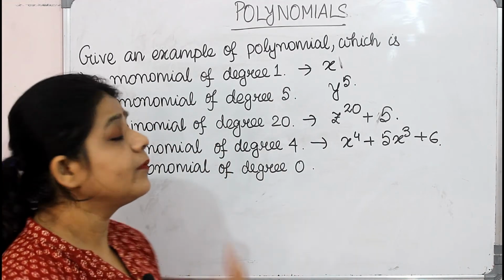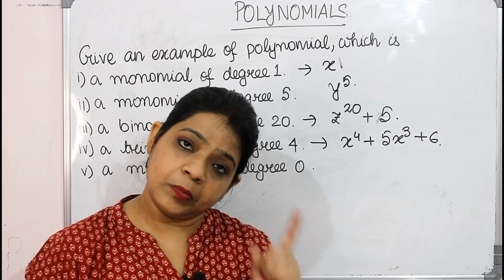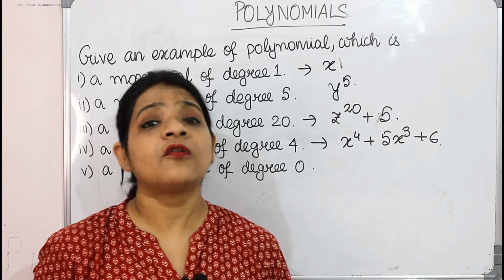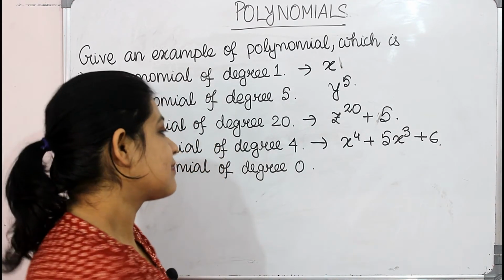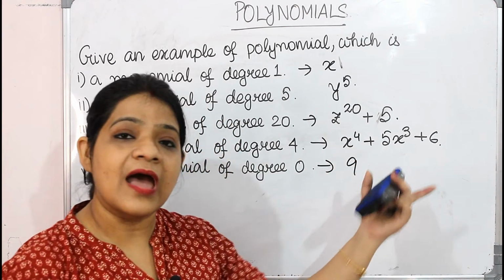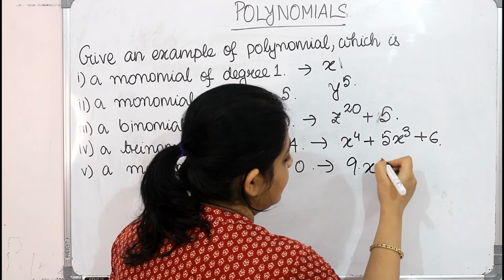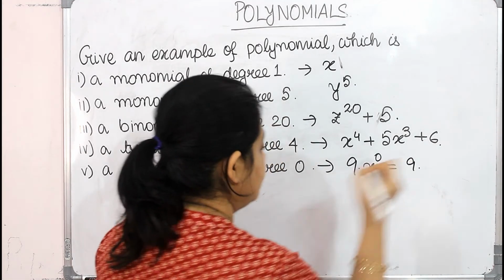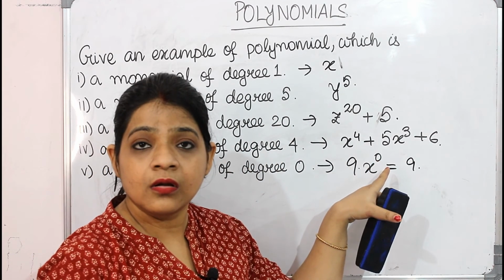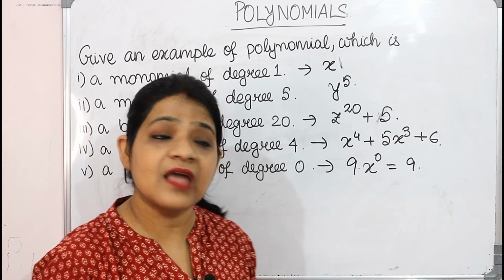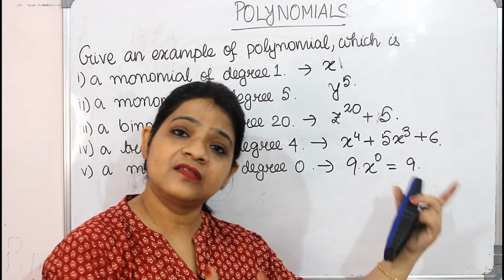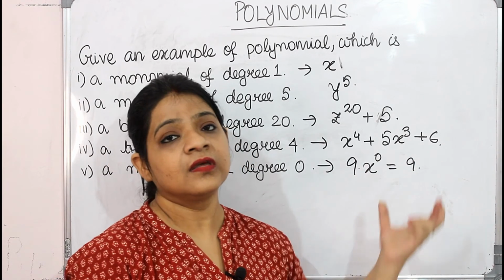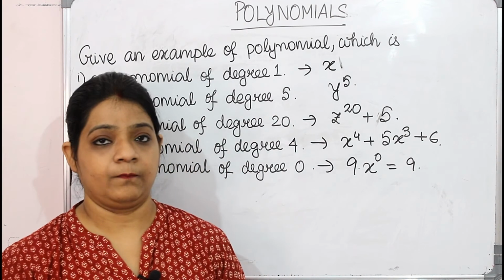Okay. Next is a monomial of degree 0. Monomial means one single term and the degree will be 0. So this we call a constant. Suppose we write it as 9. Simply we can write 9 into x to the power of 0. x to the power of 0 is 1, that is 9, isn't it? So here degree is 0. So 9 is a simple monomial expression. So a monomial of degree 0, we have taken an example of 9.